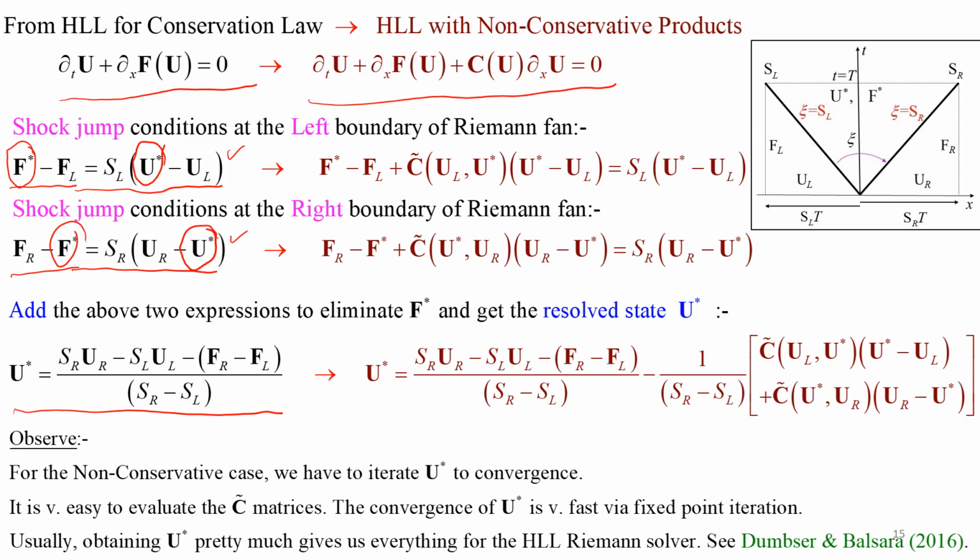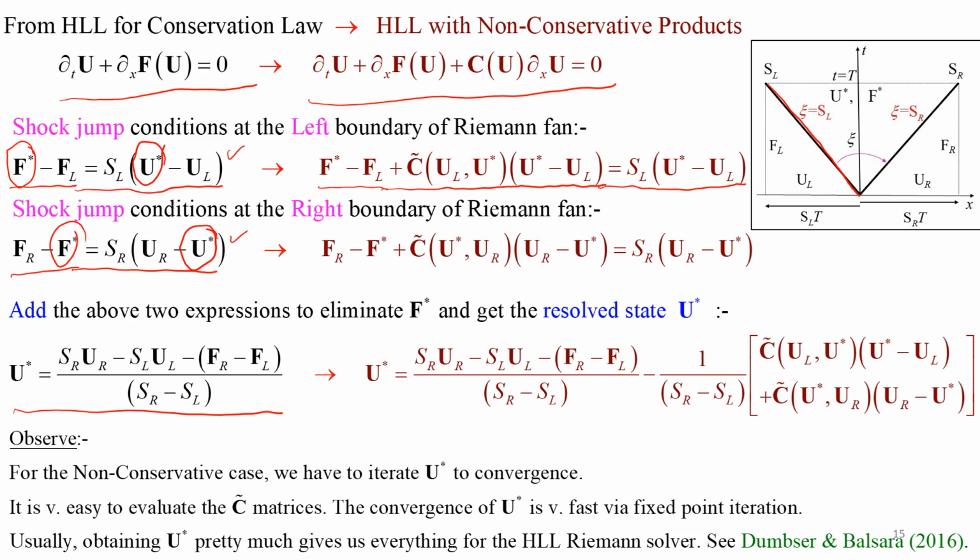Now notice that the non-conservative products cannot be written as a perfect derivative of something, and so essentially across this left-going boundary of the Riemann fan, we will have a shock jump condition which involves the jump in the fluxes plus the integration across this boundary of the non-conservative products, and that in turn is equal to SL times the jump in the states.